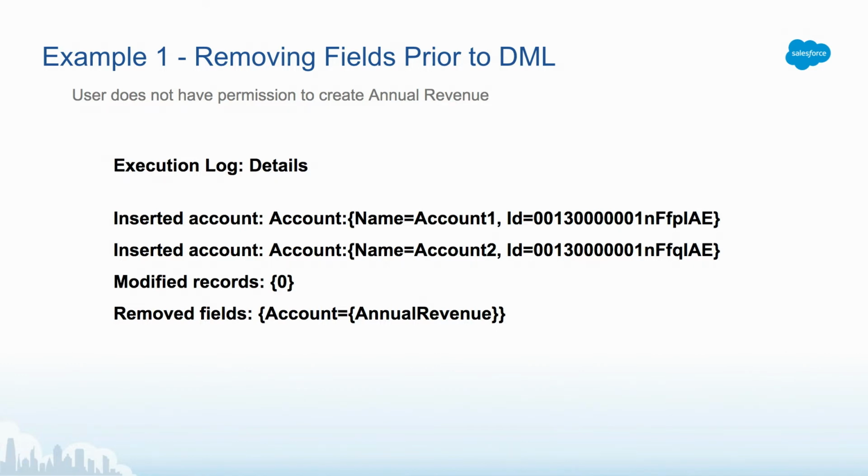That was removed. The modified records, index 0, that was, if you'll remember, just the first record had an annual revenue field on it, so it is the one that was modified. And what was removed from account objects, annual revenue was removed.